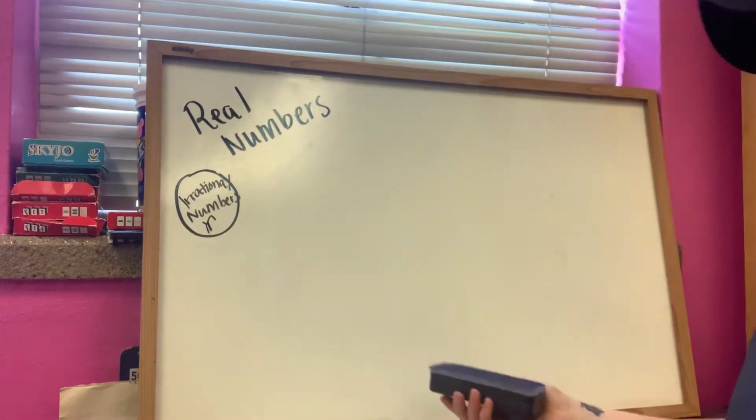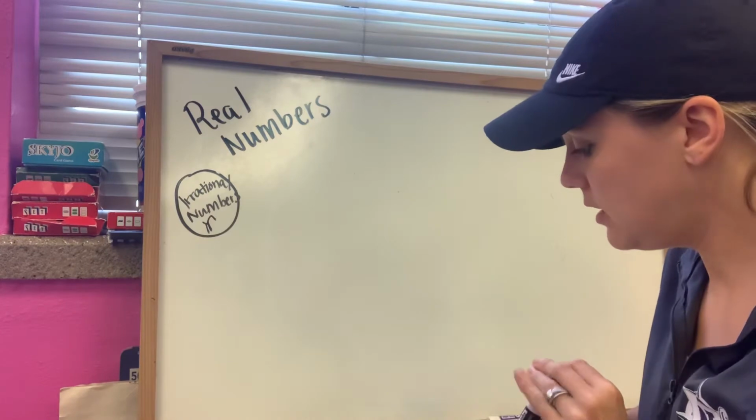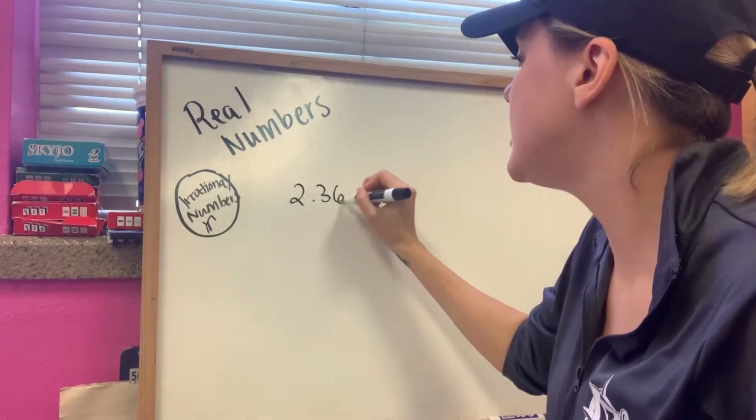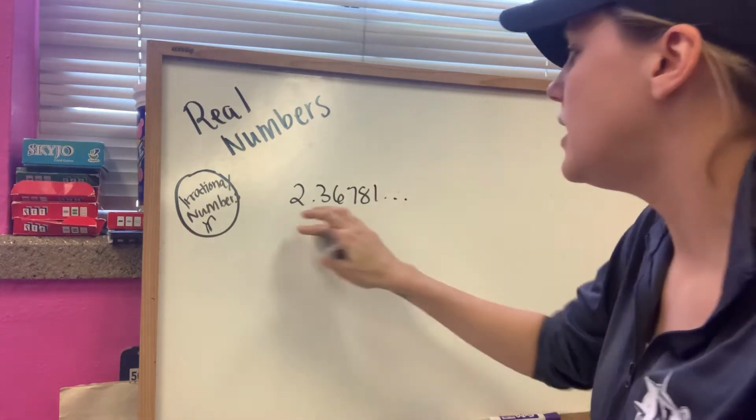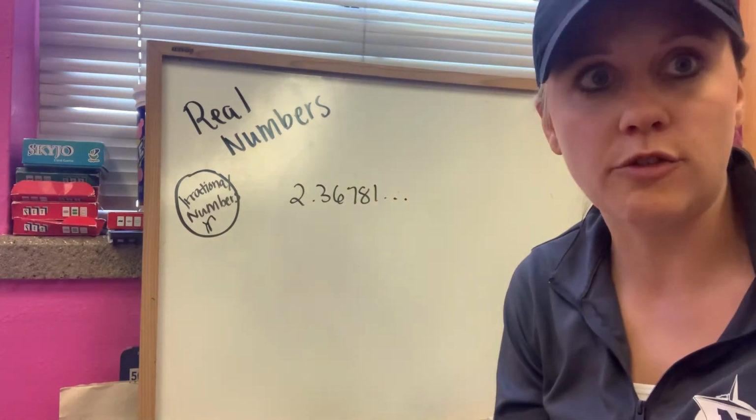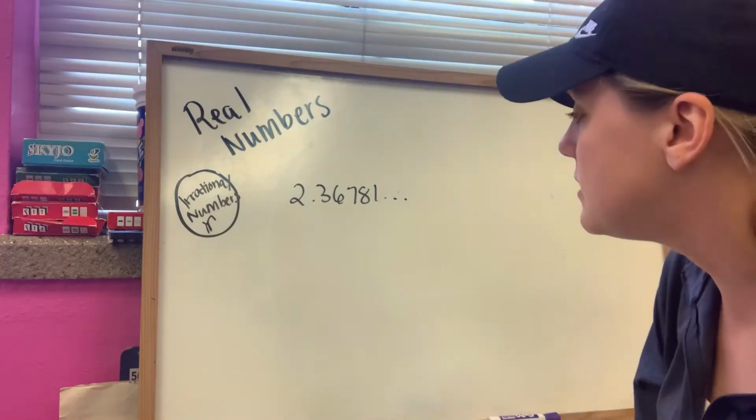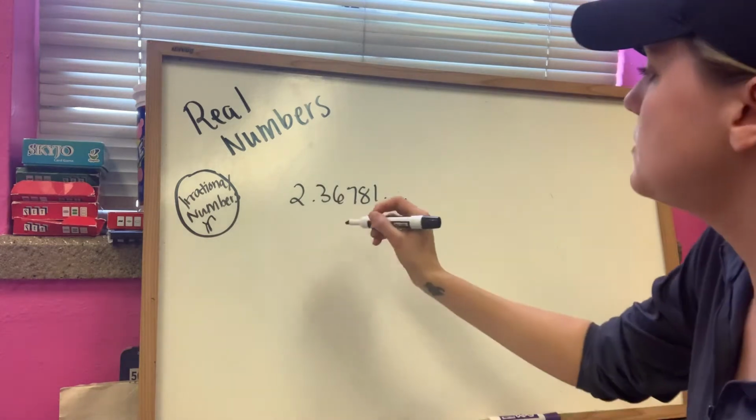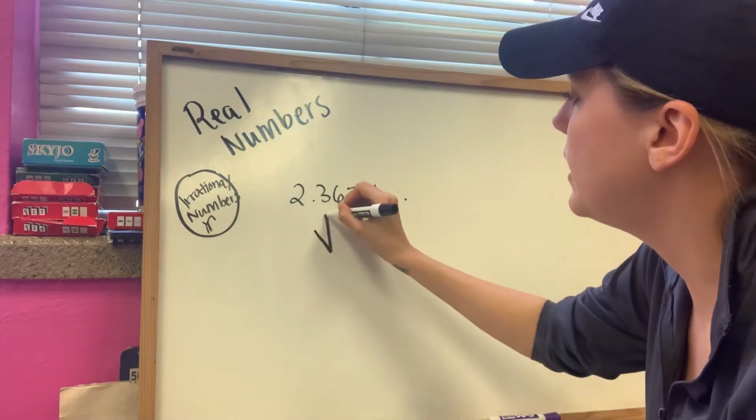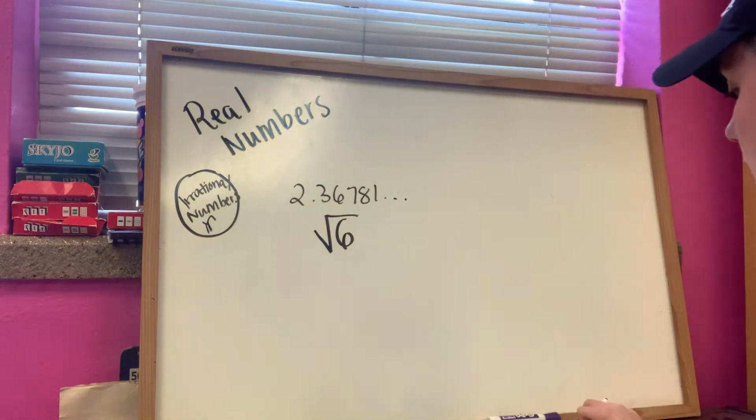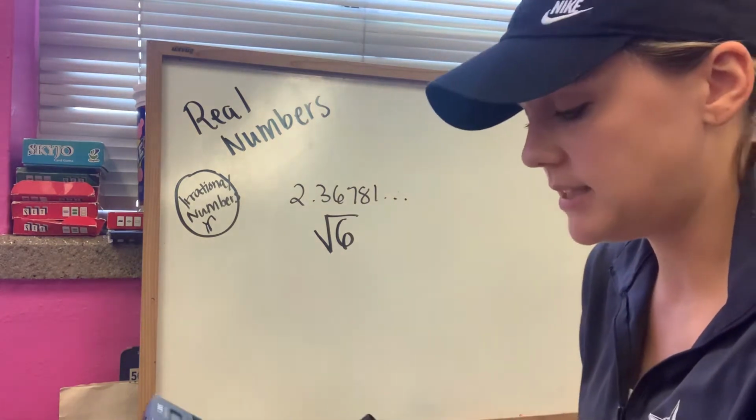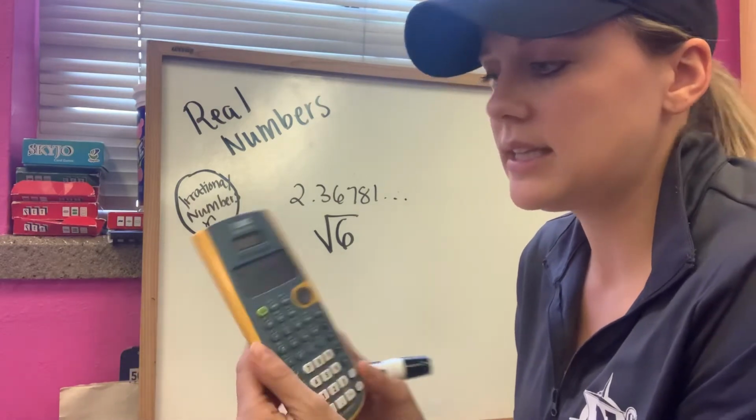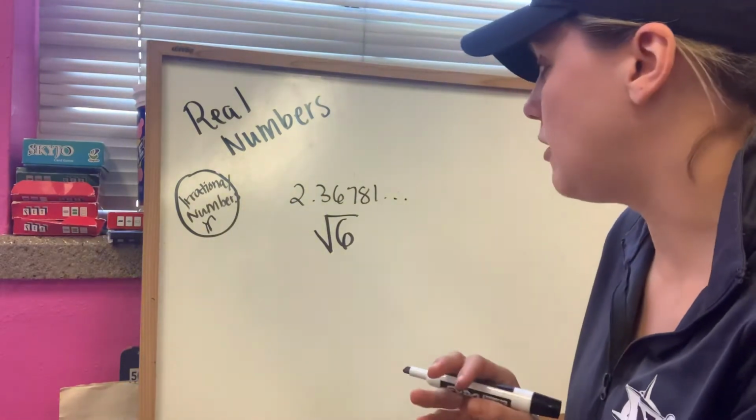What are other examples of irrational numbers? Well, let's see, like 2.36781... Here's another decimal that just goes on and on forever without a pattern. So that would be considered irrational. What else would be irrational? Let's say the square root of 6 would be irrational. If you type the square root of 6 into your calculator, second square root 6, you're going to get this decimal that goes on and on and on without a pattern.